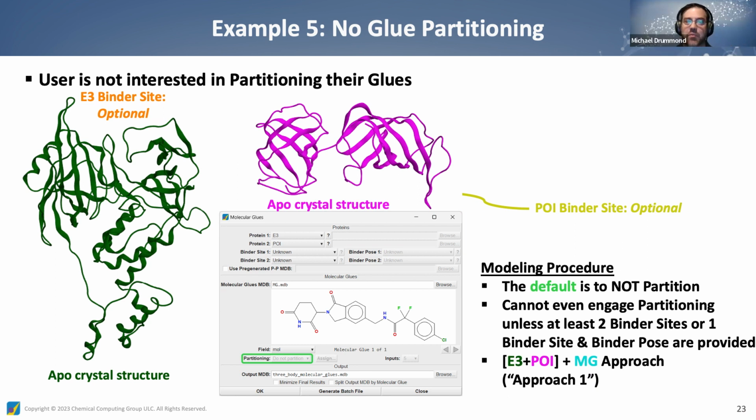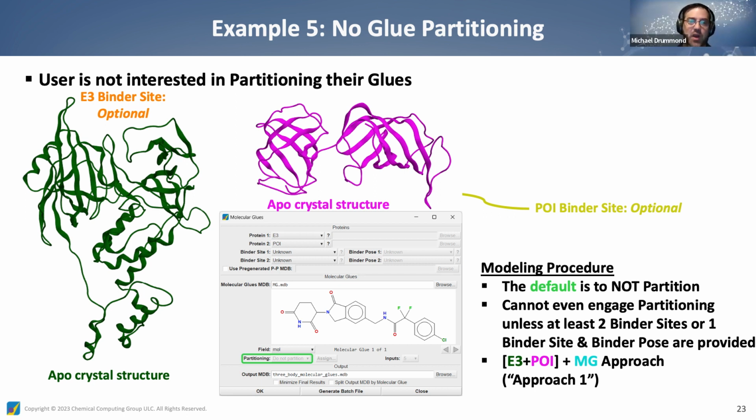Last example is somewhat different. What if this idea sounds too crazy for you? You don't want to do it. You're not interested in splitting your glues. You're a firm believer that these glues are monovalent. No, splitting them, that's not for me. Well, it's really going to be the same interface. You do not have to turn on this partitioning. In fact, it's off by default.